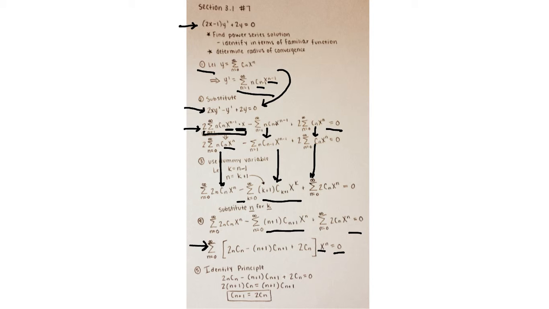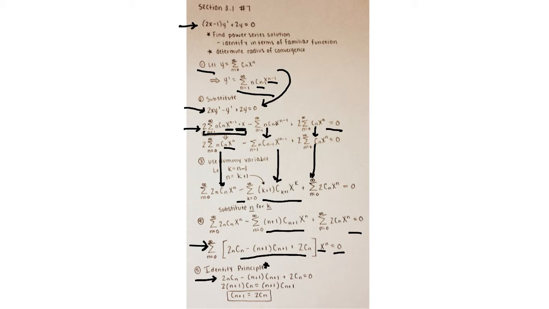So after all of that work and all those steps, we can now use this information in the middle here along with the identity principle from right here, and that's just going to say we can set all those coefficients equal to 0. So the goal of this, we want to find what our c to the n plus 1 is equal to. So beginning here, I have 2n cn minus n plus 1 times c to the n plus 1 plus 2 cn, and again, that's all set equal to 0.